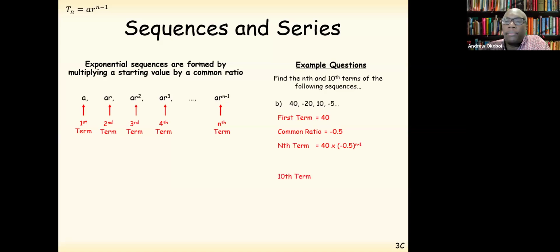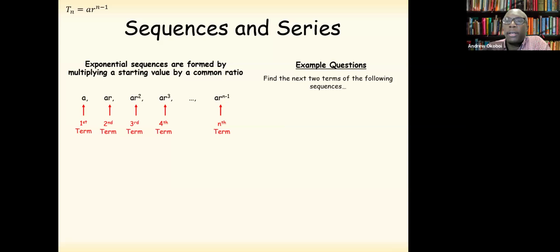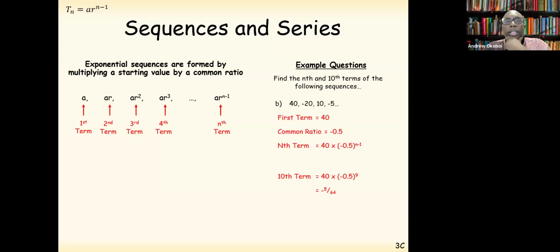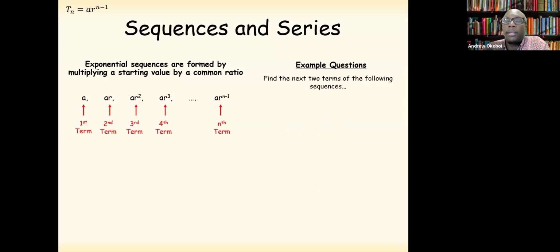So our 10th term is going to be 40 times minus 0.5 to the power 9. And we should get a negative number, so minus 5 over 64. You can also put it as a decimal if you like, but you can do it also as a fraction. Okay, so that was that particular phrase. As long as you're able to get the formula, you can get any term in that sequence that you like.